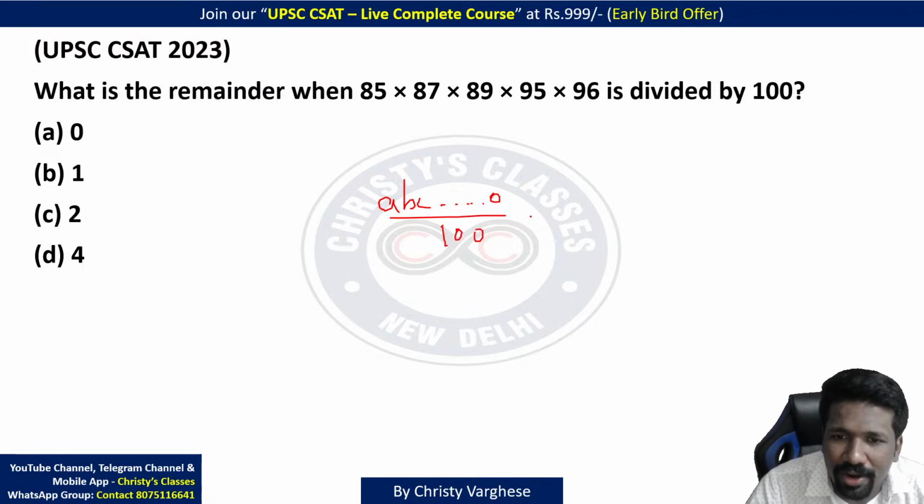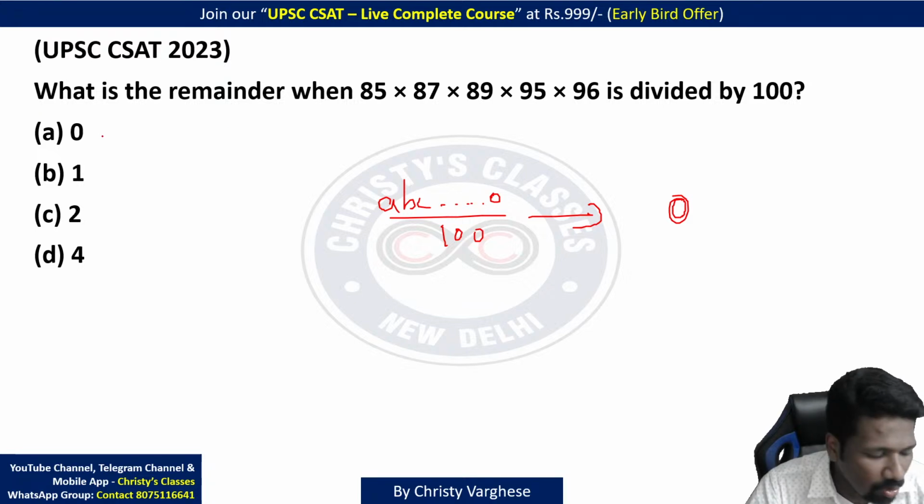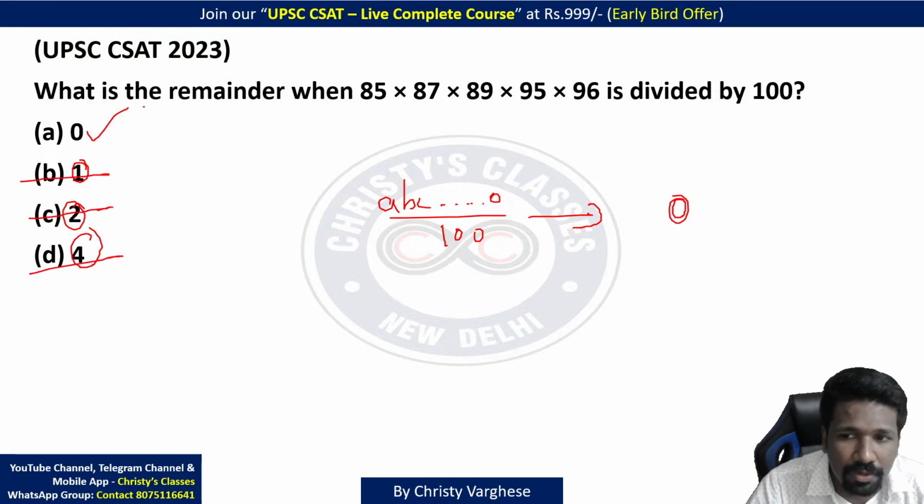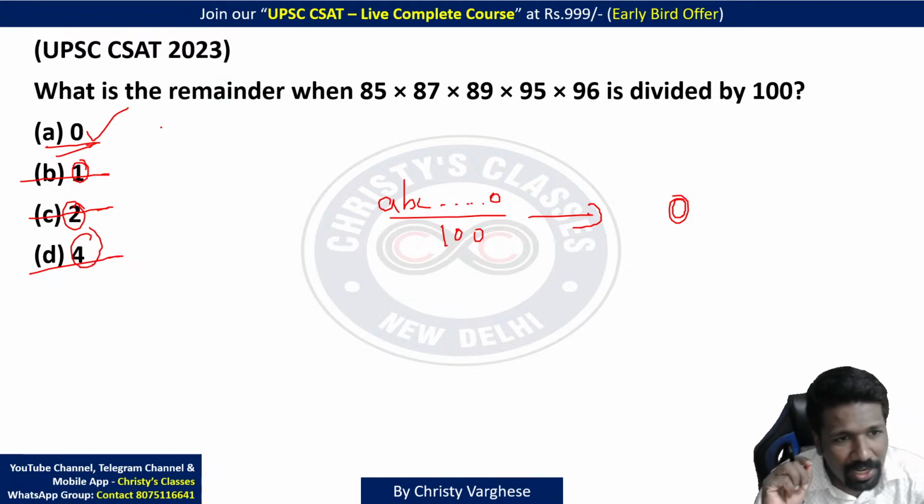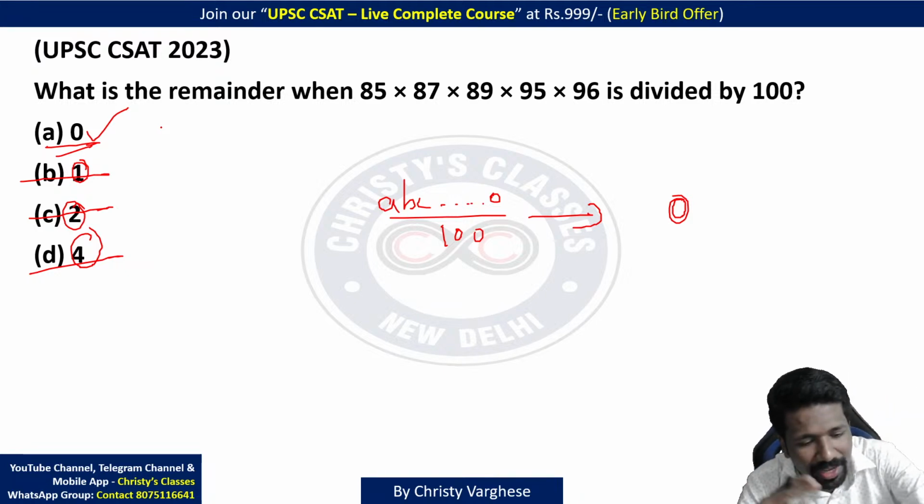A number ending in 0, divided by 100, the remainder should end in 0. In these 4 options, this remainder is ending in 1, this is 2, this is 4. So these 3 are eliminated. The only option which ends in 0 is option A. Yeah, last 2 digits we need, but from that you can understand the last 1 digit now. By the last 1 digit, the 3 options are eliminated.